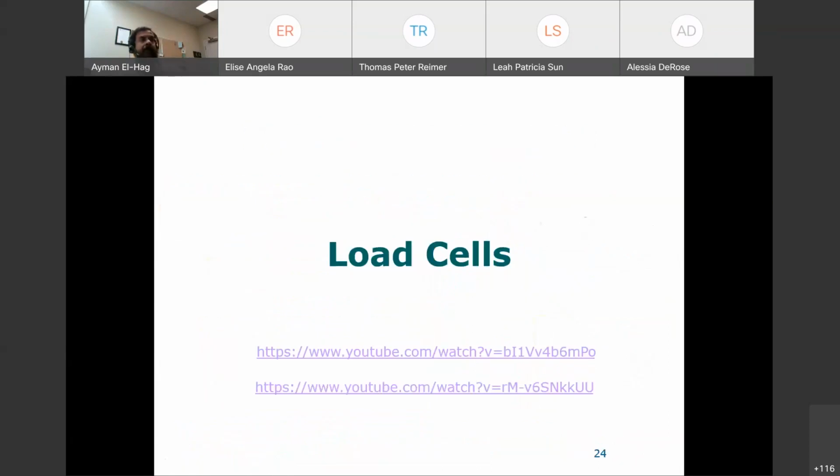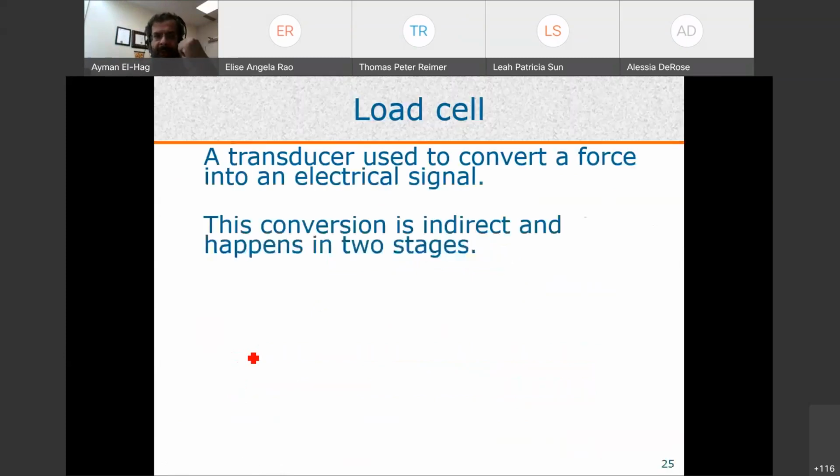Okay, now load cells. This is another type of sensor that we will have, and I will show you one of the load cells that I have. There are some nice YouTube links here. I encourage you to go and watch them about load cells and their uses. So what is a load cell? It's a transducer, or a sensor, used to convert a force into an electrical signal.